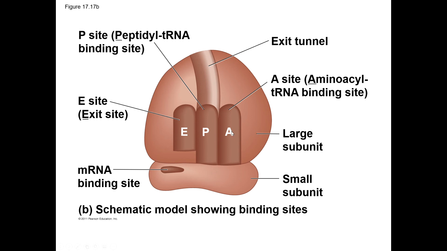Come back in. So they go from A to P to E, back out, come back in, A, P, E, and so forth. On and on. They're reusable. There's also on the small subunit a messenger RNA binding site. So again, that's got the codons, whereas the transfer RNA has the anticodons.